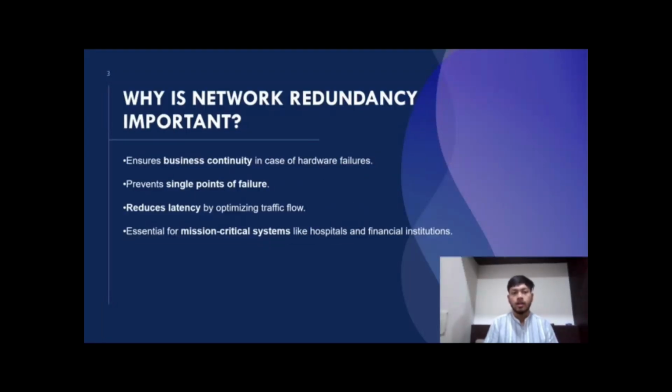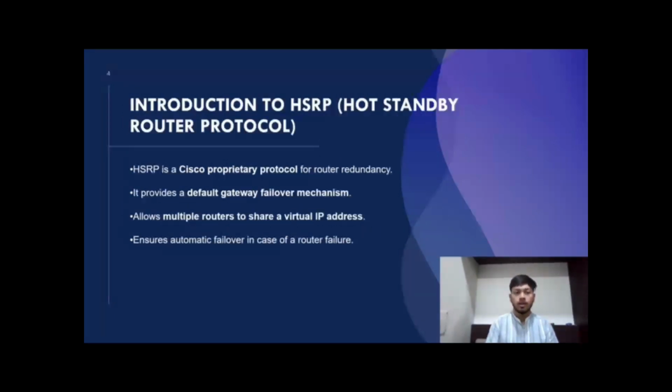So, why is network redundancy important? It ensures business continuity in case of hardware failure to prevent a single point of failure, reduces latency by optimizing traffic flow, and is essential for mission critical systems like hospitals and financial institutions.